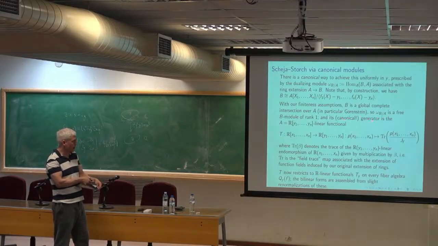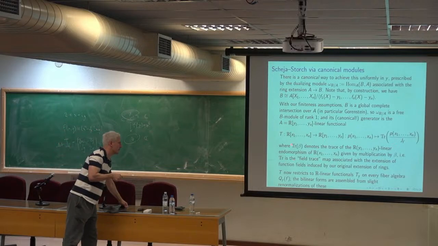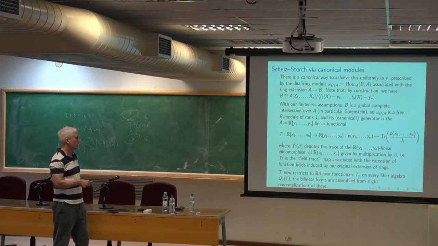It has a canonical generator, namely the following A linear functional, which I'm denoting by T, and this functional has this amazing form. You send a polynomial in the x_i's to the trace of the quotient of the polynomial by the Jacobian determinant.